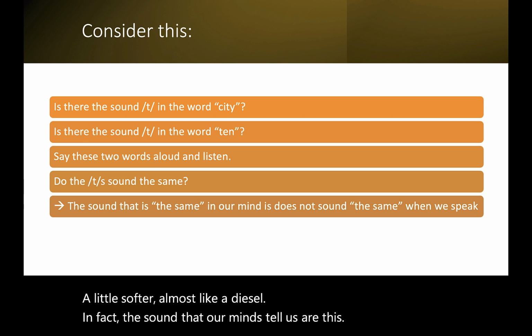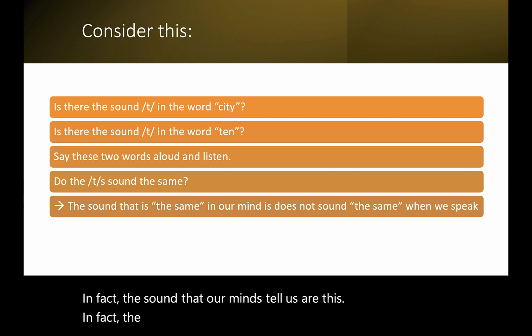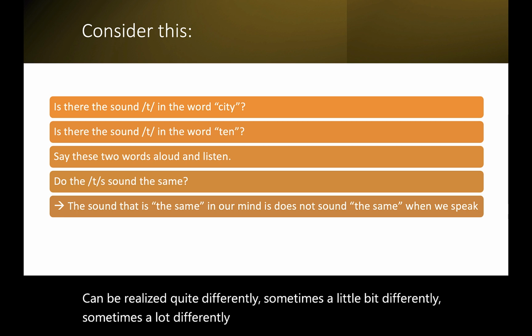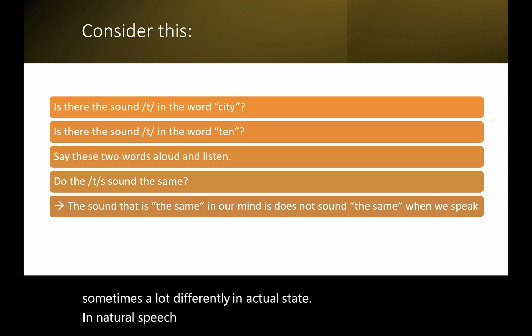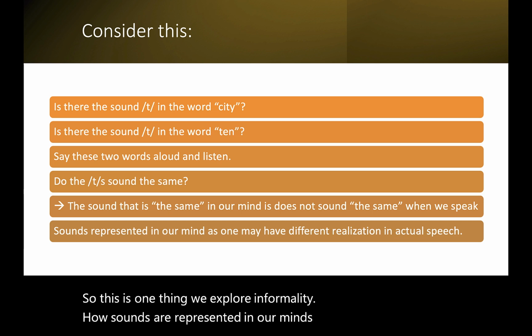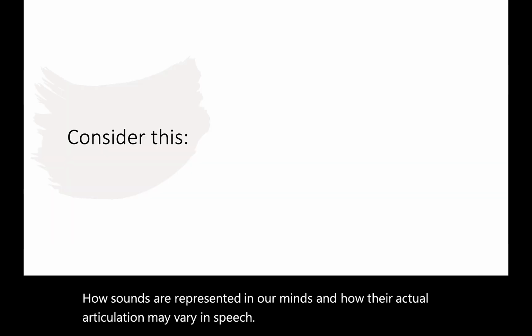In fact, the sound that our mind tells us is the same, in this case the T sound, can be realized quite differently, sometimes a little bit differently, sometimes a lot differently, in actual speech. So, this is one thing we explore in phonology, how sounds are represented in our minds and how their actual articulation may vary in speech.